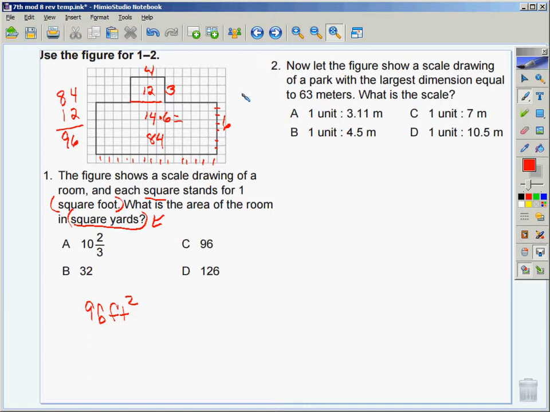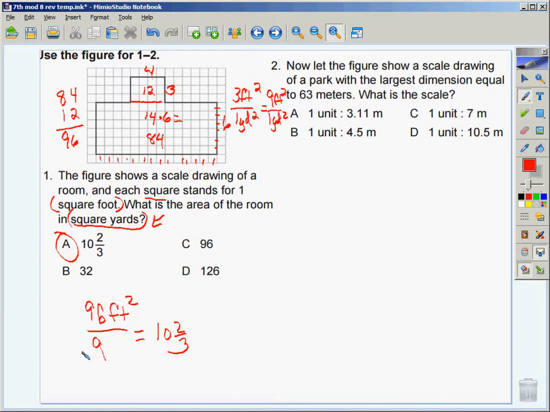And we have to remember that there are 3 feet in every 1 yard. So if I square these, there's 9 square feet in every 1 yard squared, because 3 squared is 9. So I have to take that 96 and divide it by 9. If I do that, it's going to give me 10 2/3, which is why the correct answer for this is A.